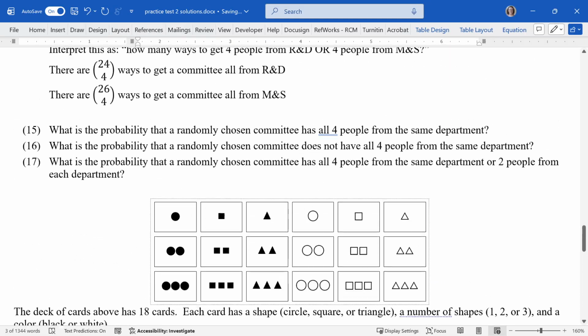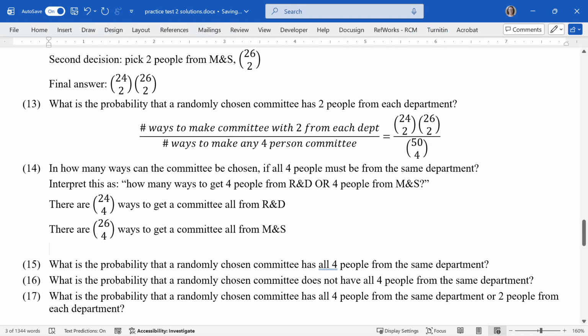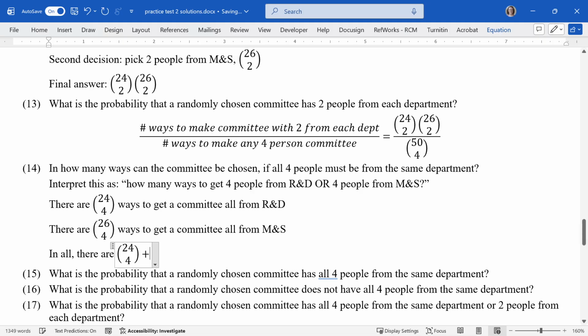Okay, so for this one, in all, there are, so we're going to just add these. And we don't need to subtract the number of ways to do both events because it is not actually possible to do both events.